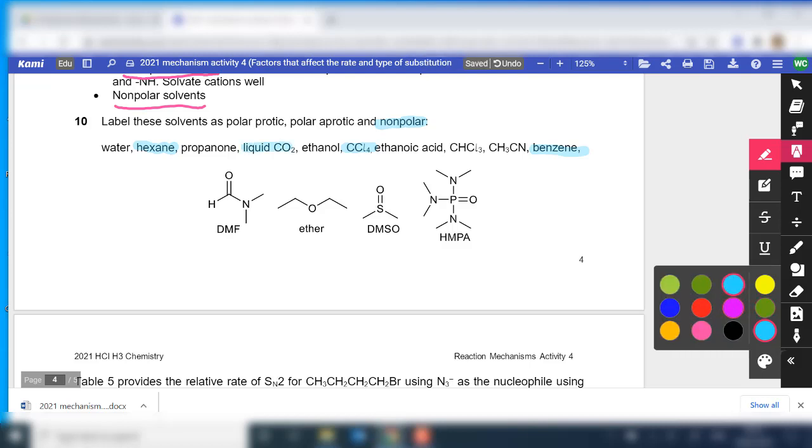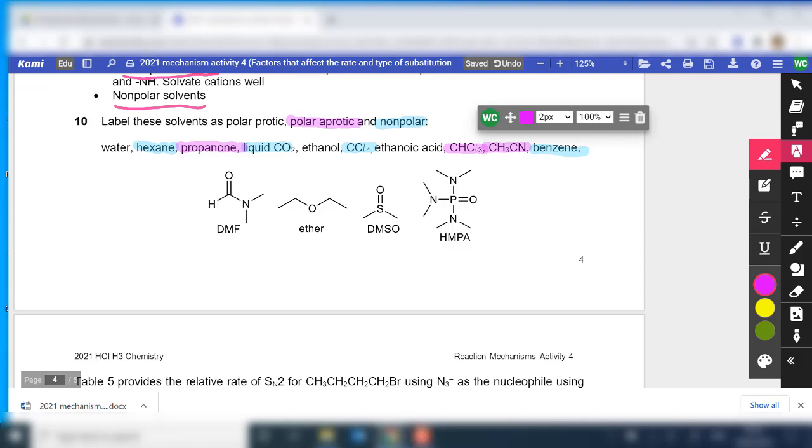Then next, if we go on to look at polar aprotic, those that are not capable of forming hydrogen bonds, what you need to look out for is compounds that do not contain an N-H or O-H group. I think these are some of the compounds whose structures you're supposed to know. For example, propanone, trichloromethane, cyanomethane, HMPA as well, DMSO, ether.